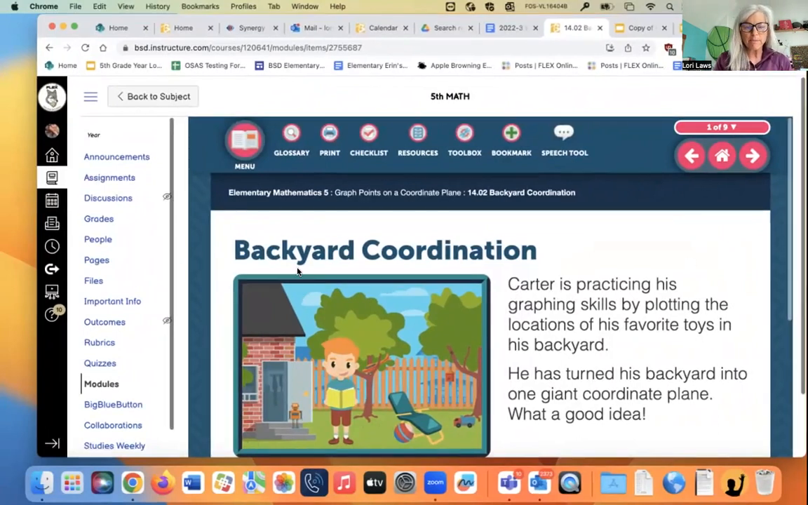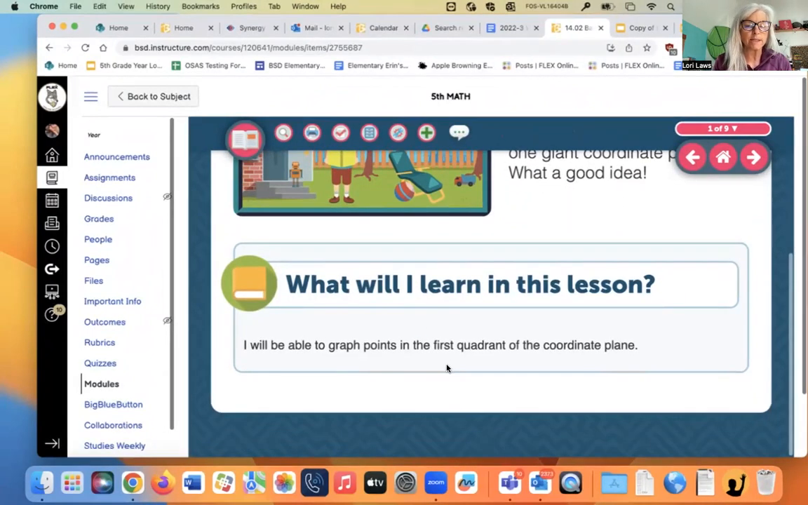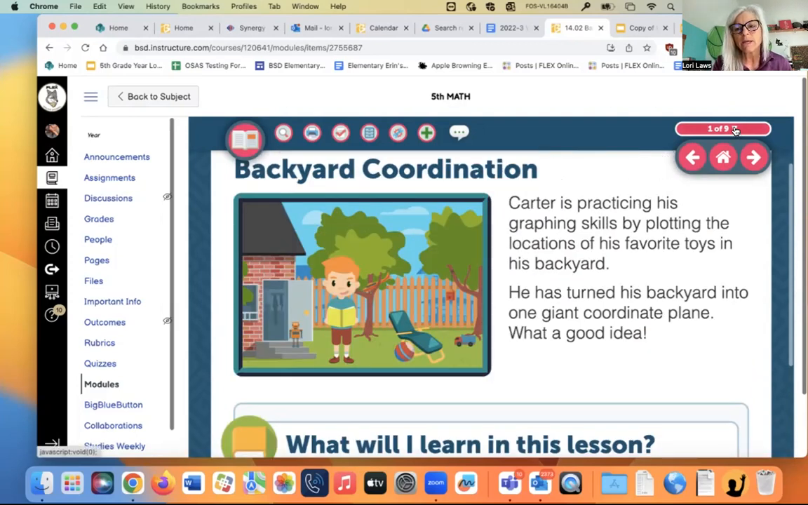So today's assignment in math is 1402 Backyard Coordination. And you had this lesson last week. It's about graphing points on the coordinate plane. They say first quadrant because eventually you'll have a coordinate plane that goes in every direction. It'll still be 2D, not 3D, but it'll have an X and a Y, and it'll have the other side of the X and the Y. So it'll go to negative numbers, which is a new concept that I don't think you guys have done too much with yet. Anyway, here's the lesson.